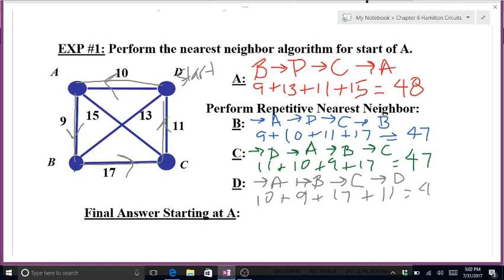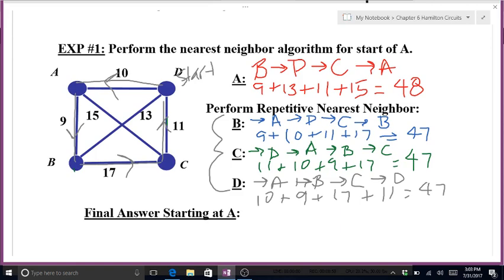Which also gives us a grand total of 47. So any one of these 3 could have been our optimal route. So you can pick any one that you want, it does not matter. Notice though, it says at the bottom, final answer has to start at point A. So one of these are going to have to be rerouted to start at A.